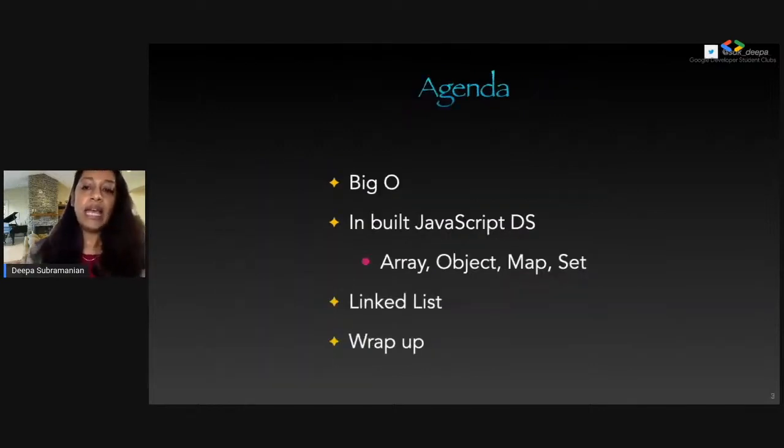So today, the agenda is going to be, we will talk about Big O. We're not going to deep dive into it too much because Alexander has already gone through that. I'm not going to go through a lot of detail, but we'll just do a refresher, and we'll see what the inbuilt JavaScript data structures are, such as arrays, objects, maps, and sets. We'll see how to implement a linked list, and finally we'll wrap it up with a Q&A.